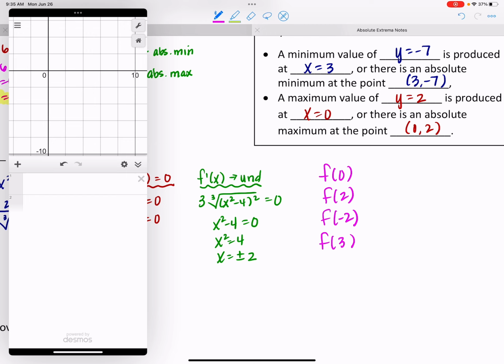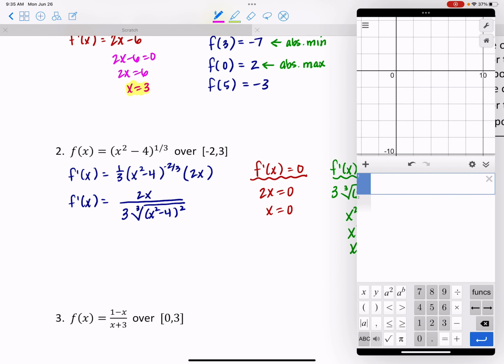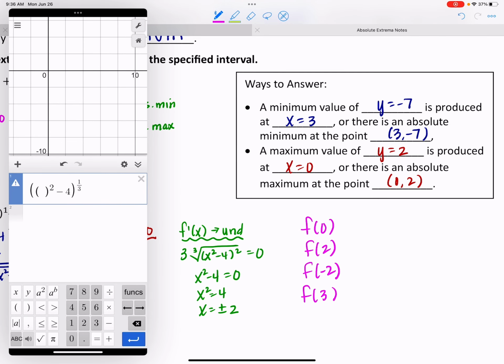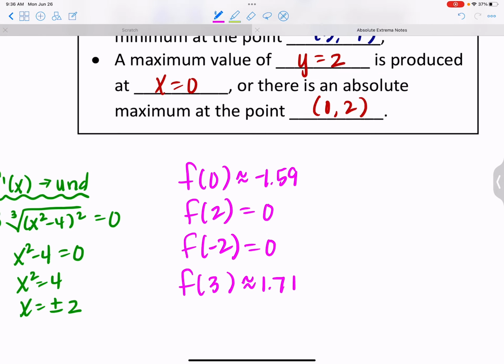Okay, so these are the pieces I need. Now I don't want to have to deal with actually calculating this, so I'm going to put this into my calculator. Let's go here with something squared minus 4, and then raised to the 1/3 power, and then that's it. So we just need to input into our function. Let's start with a 0, and that gives us approximately negative 1.59, and then let's change that to a 2, and then we get a 0. Let's change that to a negative 2, get a 0 again, and let's change it to a 3, then we get approximately 1.71. Done.